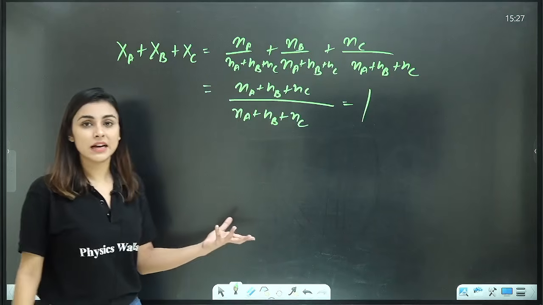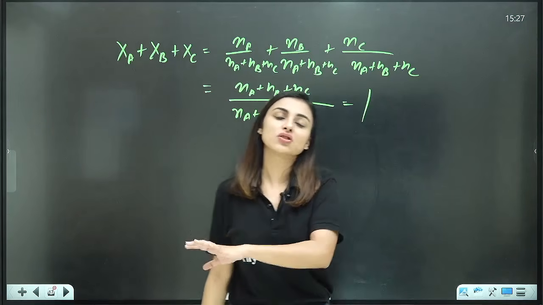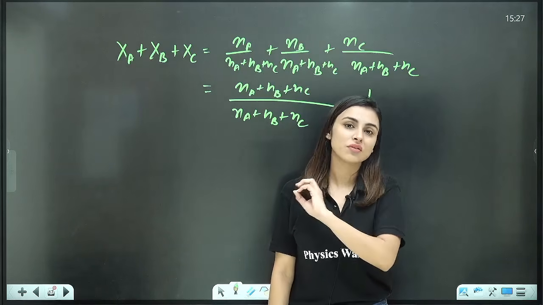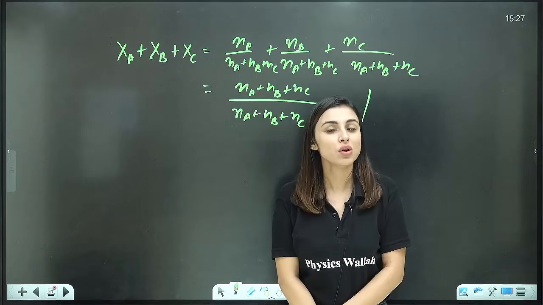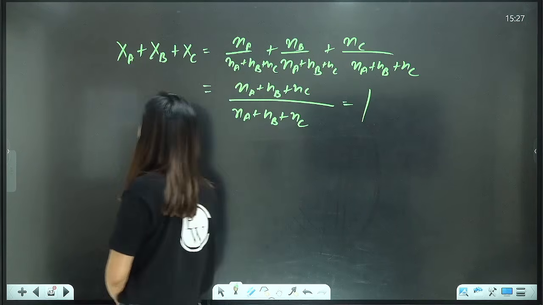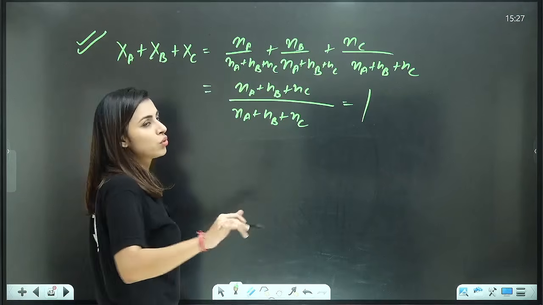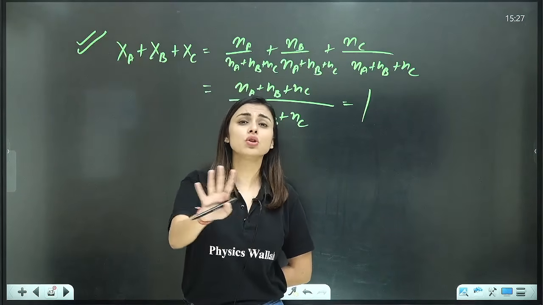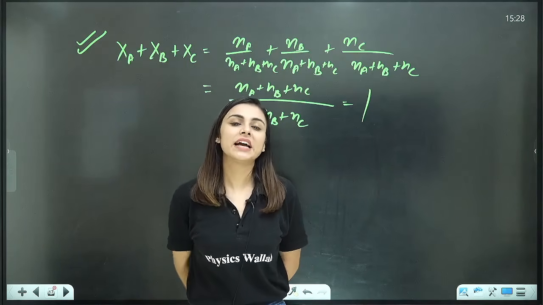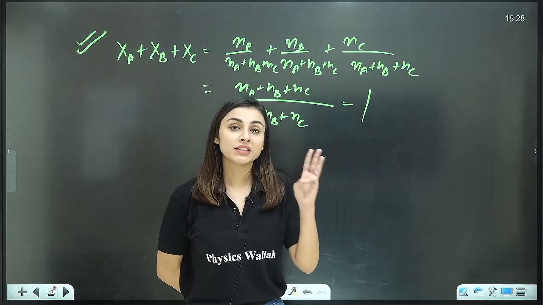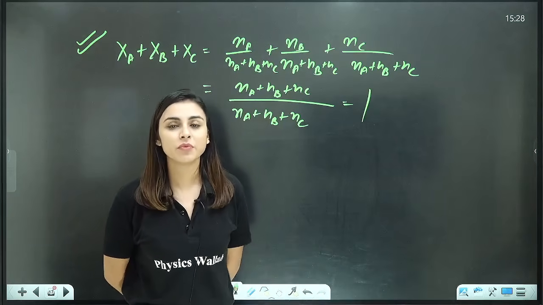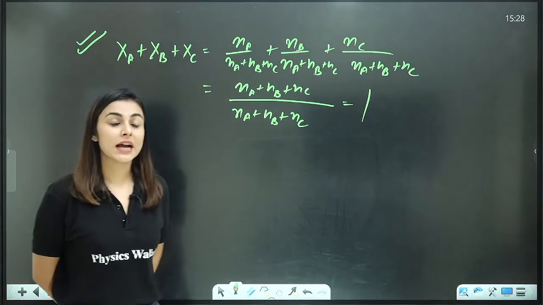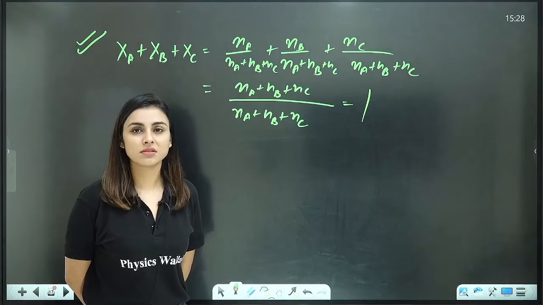So what do we understand? If we have mole fractions of all the components present in a solution, then the sum of the mole fractions of all the components will always be equal to 1. So this is the beauty of a mole fraction. If you have three components in your solution and you know the mole fraction of two components, you can definitely calculate the third component's mole fraction just by subtracting them from 1. So this is how you calculate the mole fractions, and you're going to use it in hundreds of ways in this chapter.